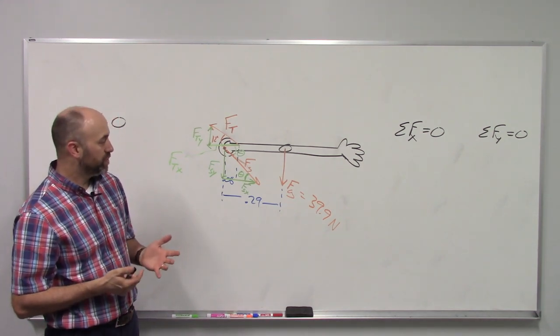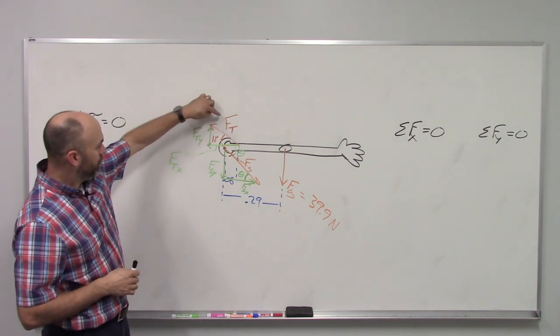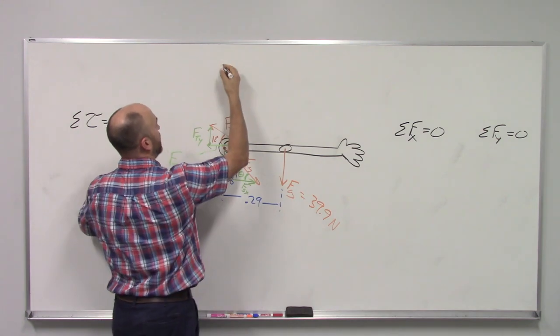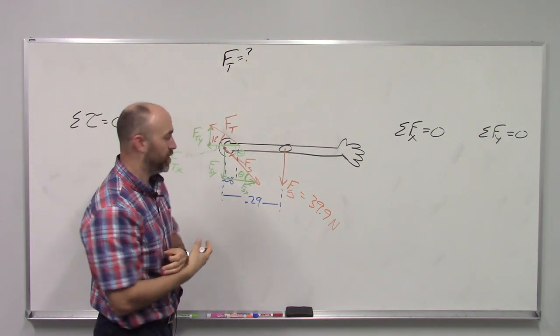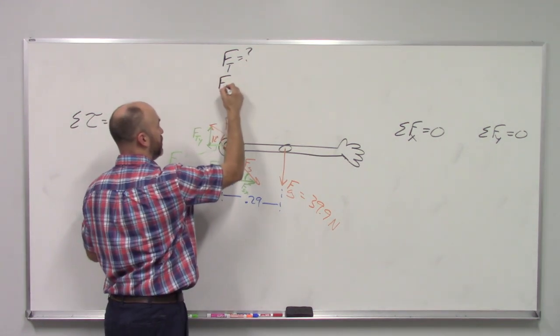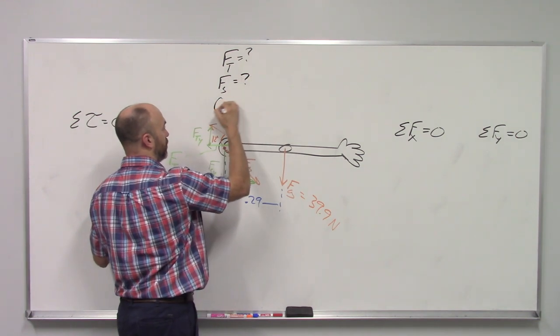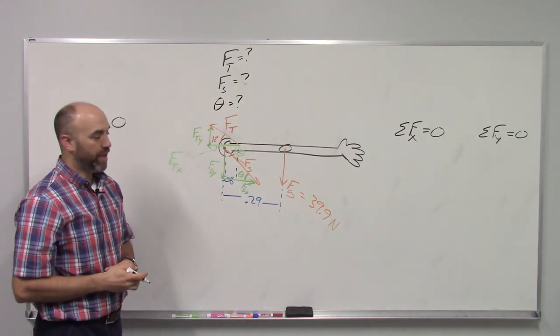So let's see, what don't we know? We don't know the force of tension, so we're asked for that. Force of tension equals question mark. That's how hard the deltoid is pulling. And then we don't know the force of the shoulder. How hard is the shoulder pulling? And we don't know theta. So notice we have three unknowns and three equations.